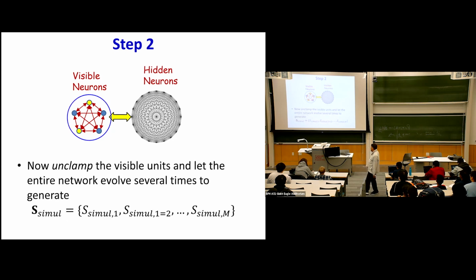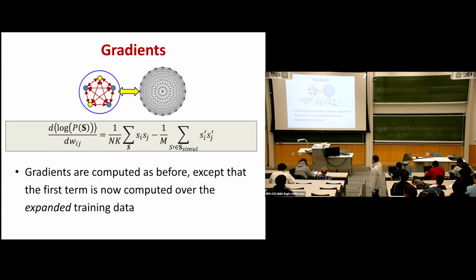Then after that, I let these evolve too. I unclamp these bits and let the entire network evolve. When the entire network evolves, after a bit it settles at some distribution. I can take a bunch of snapshots over the entire distribution. Now the average of the pairwise products over all of the patterns that I got when I clamped the visible bits, minus the average that I got when I let the entire network evolve, is going to be the gradient that I use to update my network.